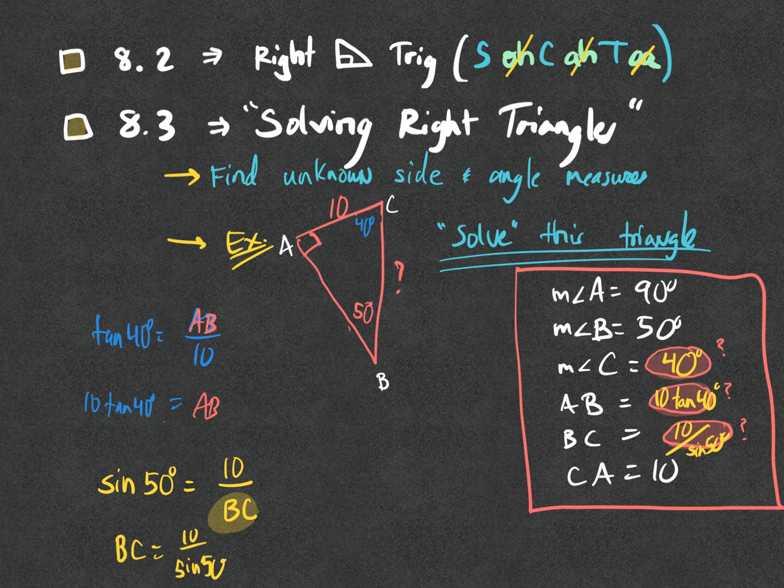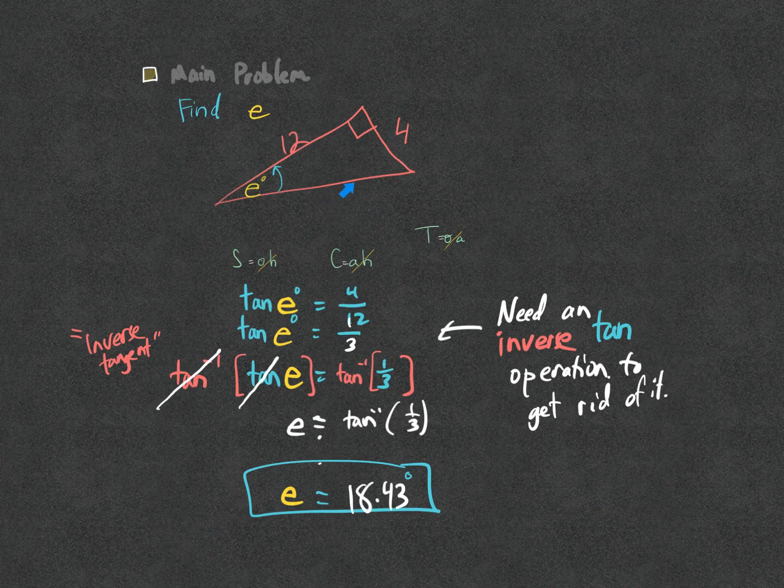All right, what else? What if we are asked to find the measure of angle E? Well, then we'll use SOHCAHTOA, and tangent of E degrees is equal to the opposite side divided by the adjacent side. So tangent of E degrees is 4/12, or a third. Well, we need to know what E is. We need to get rid of tangent. And the way you get rid of anything in algebra is by doing the inverse operation. So the inverse tangent is what we need to do to both sides of the equation.